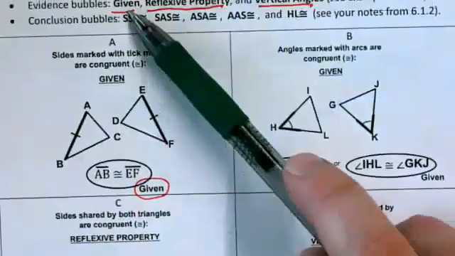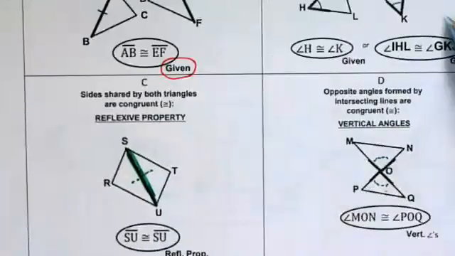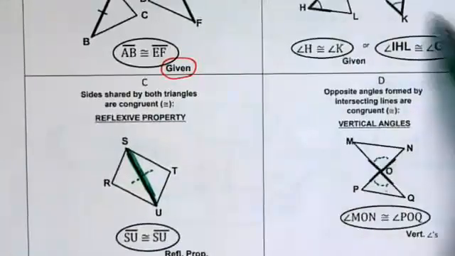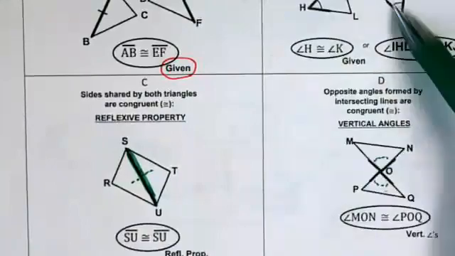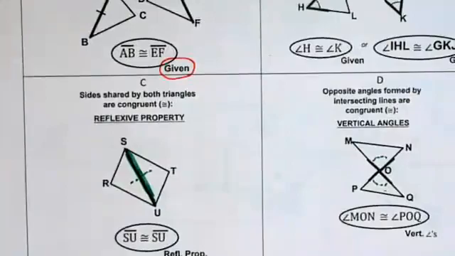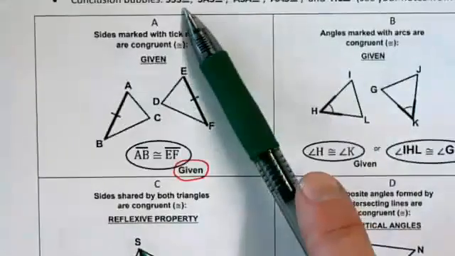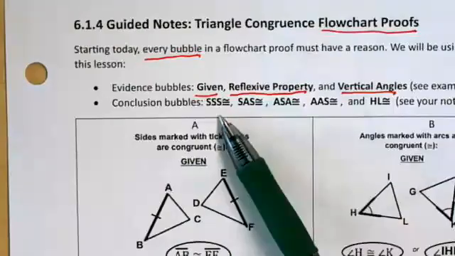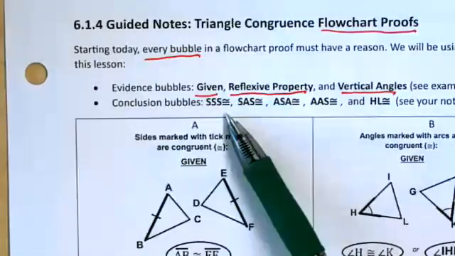The top 3 are going to be one of these ones that we just talked about. The top 3 reasons are going to be one of these. Now, not every one of these is going to get used, but they're going to be something from these 4, okay? The bottom one is going to be one of our conclusions that's in our yellow packet, those 5 things.